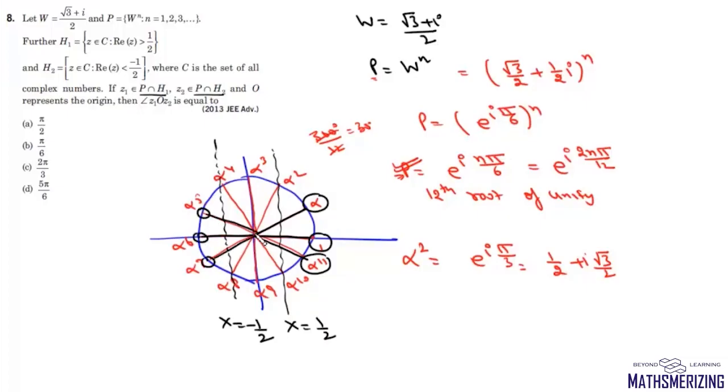Now what are the possible angles between z1, origin and z2? Now the minimum angle will be 120 degrees. So it cannot be pi by 6. It cannot be pi by 2. Now this angle could be 2 pi by 3, which is 120, and it can also be 150. So the correct options are options C and D.